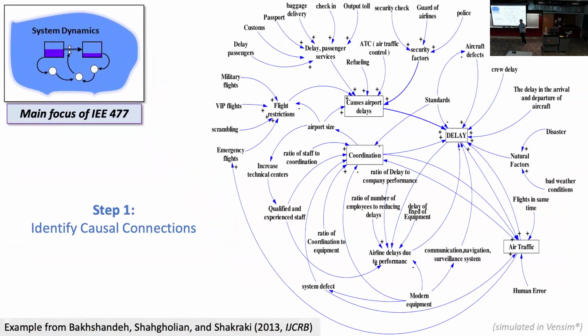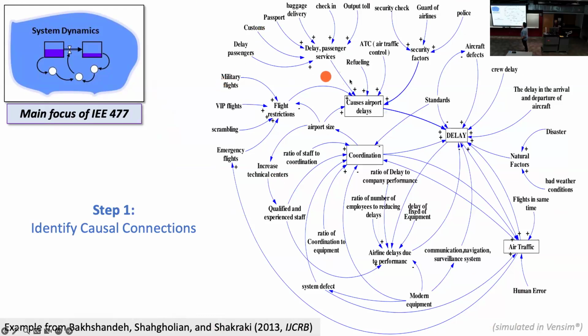Again, this is something we teach in 477. These three authors were interested in all of the things that cause airport delays. Often the first thing you do in a system dynamics model is you just do a mind map of everything you think might be a causal factor in the thing you're studying, and then you draw causal relationships between them.